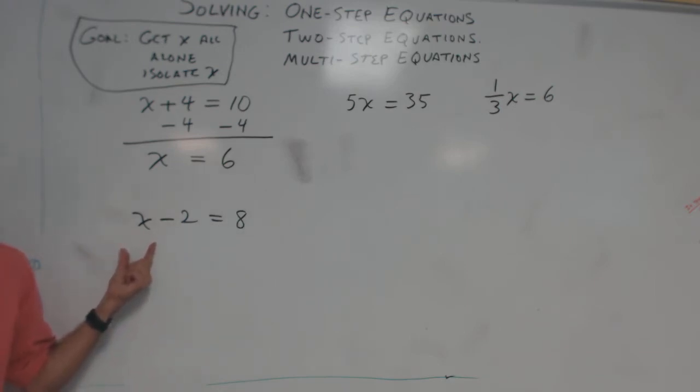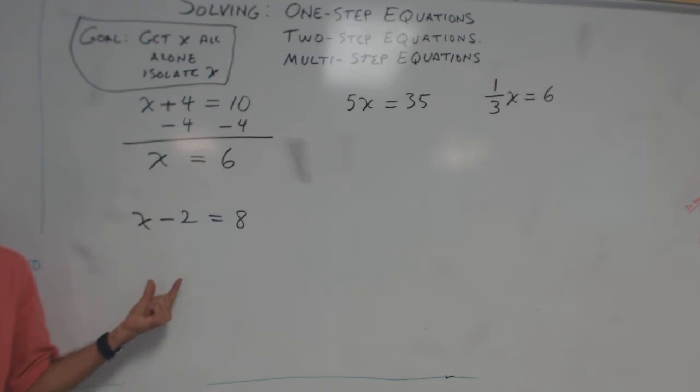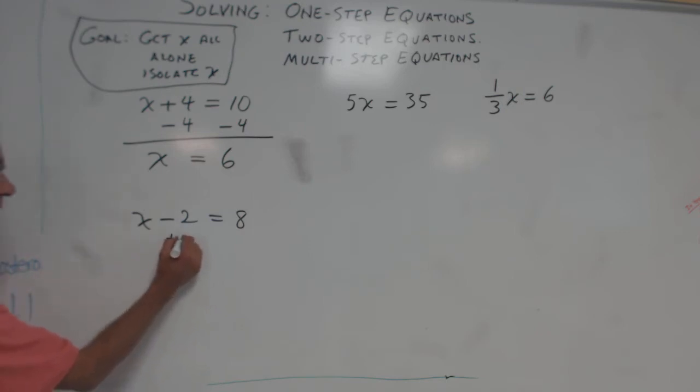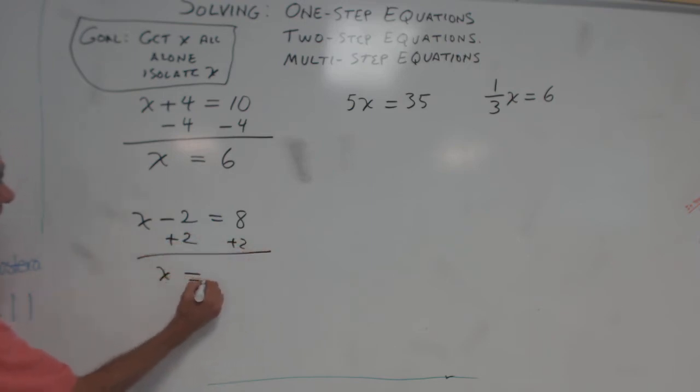Last night, x was all by itself, doggone it. And somebody came in and they subtracted 2 from my x. I have to undo that. So what am I going to do? I'm going to add 2, right? I'm going to add 2, but I got to do it to both sides. So I have x is equal to 10. Pretty straightforward. Now I'm going to go over to this one.